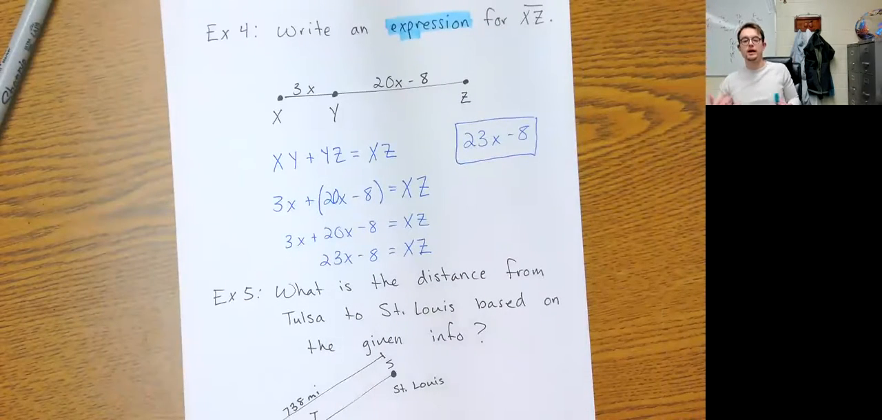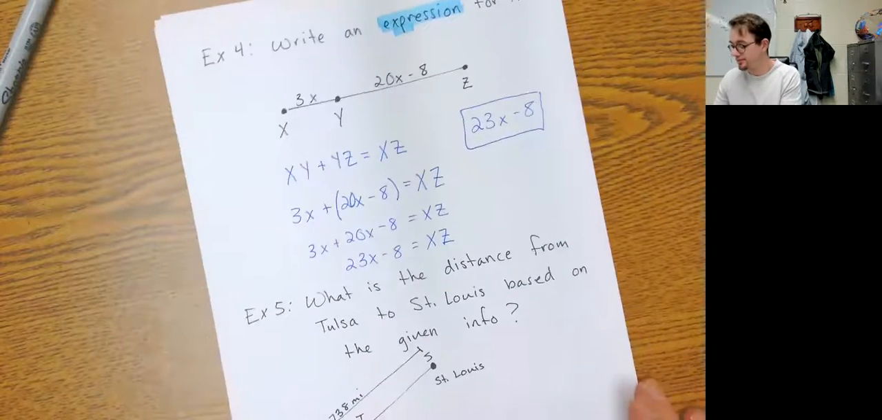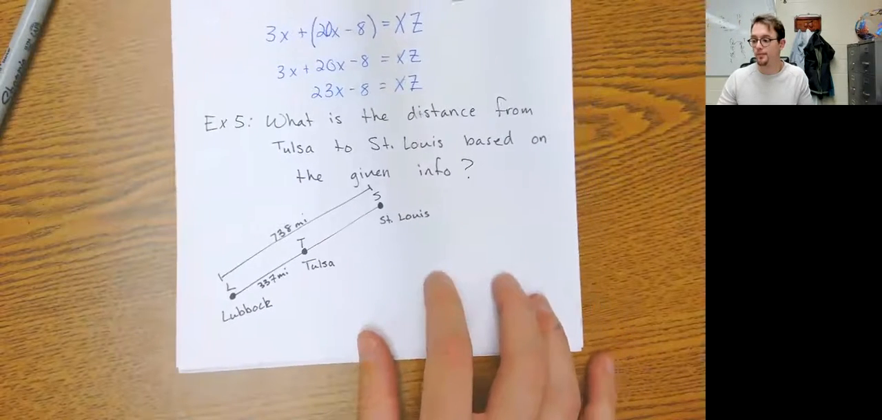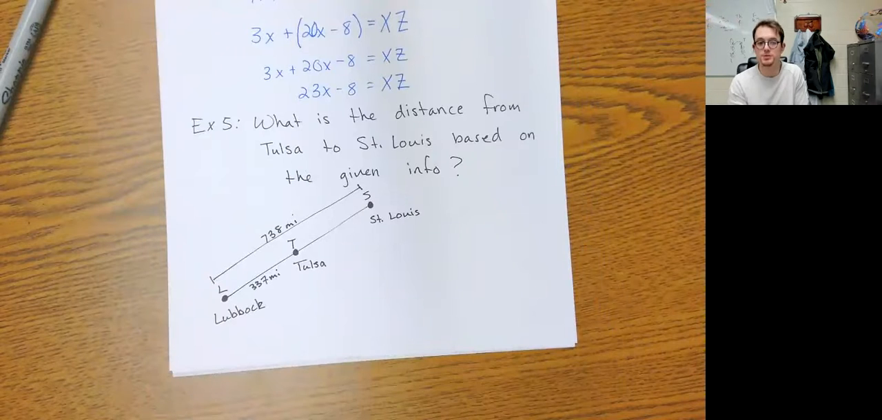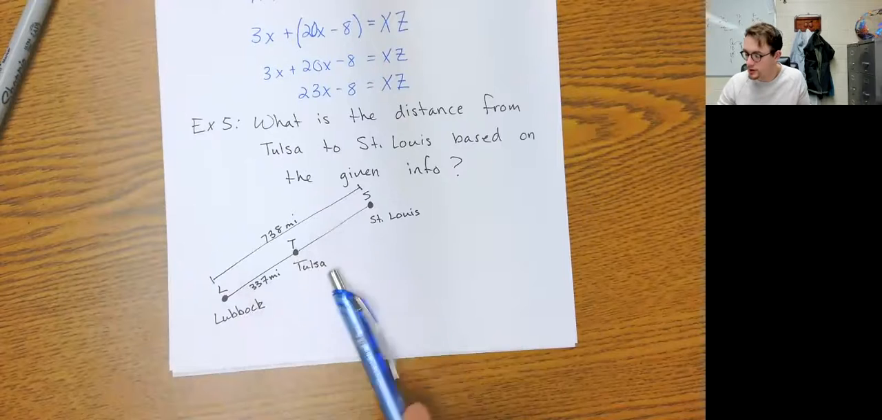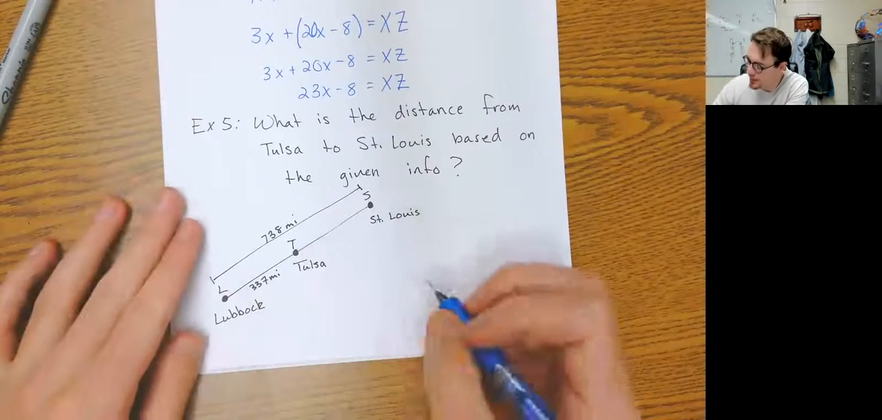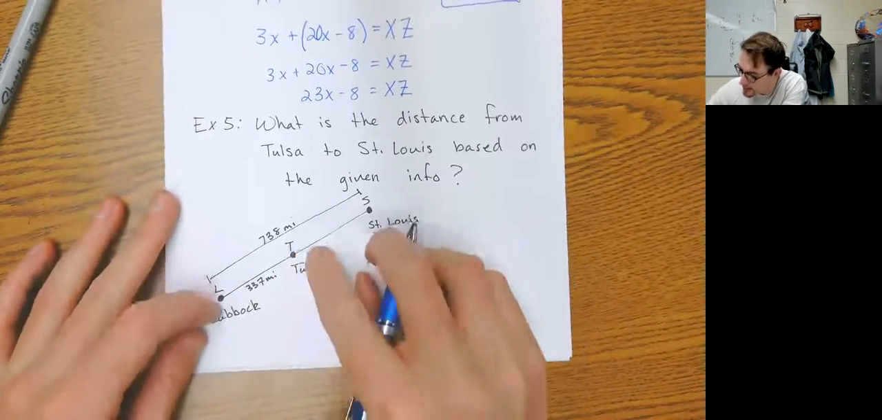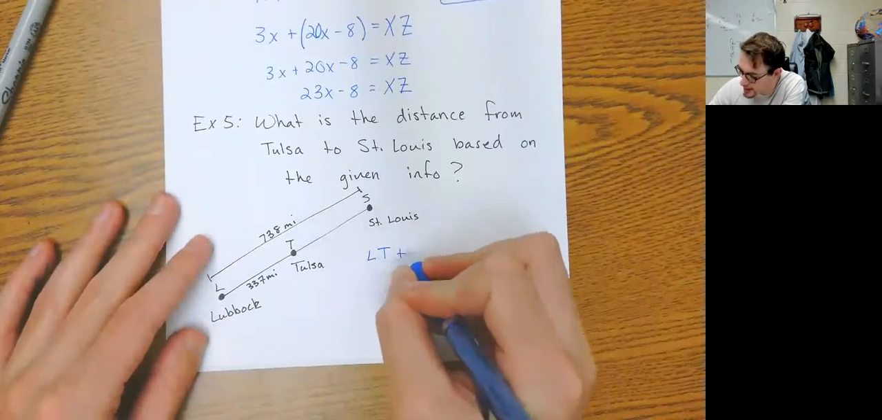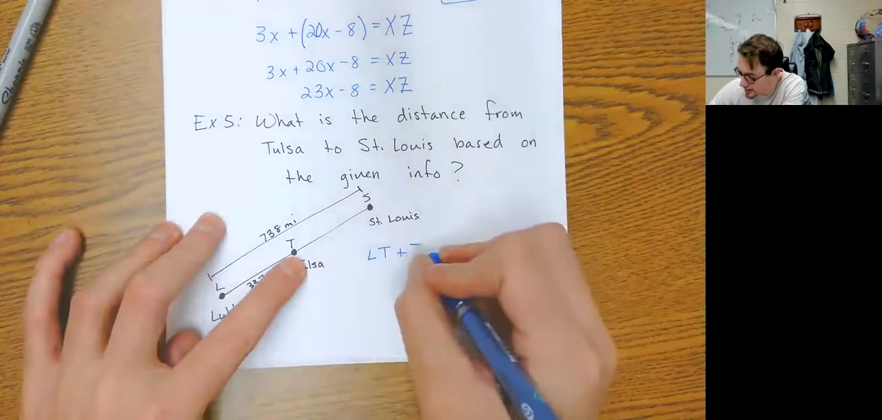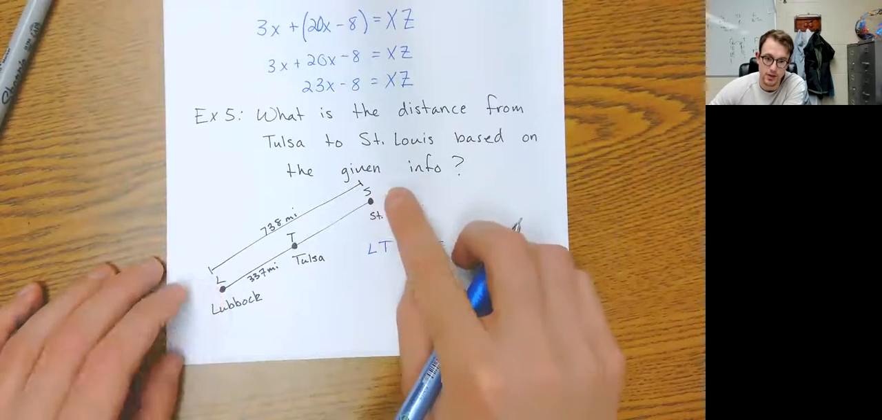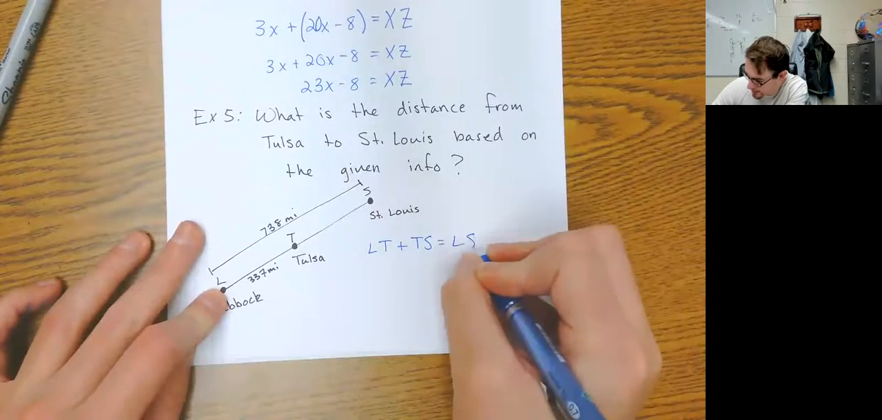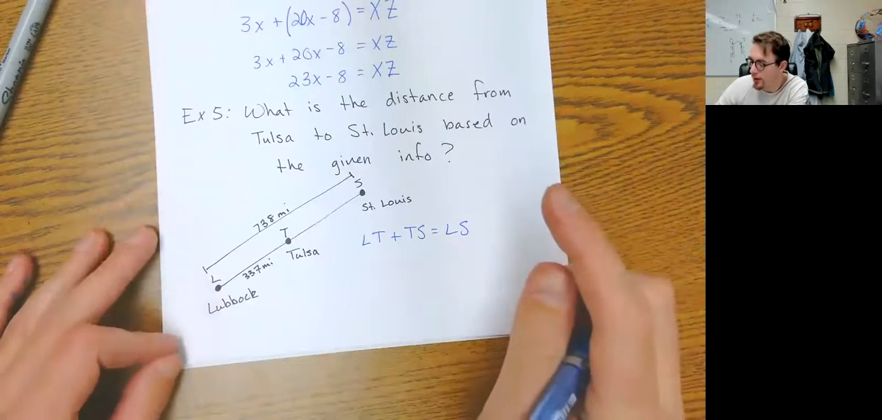Okay. Now the last one's a story problem. Still, I think pretty simple. It's just adding and subtracting. So what is the distance from Tulsa to St. Louis based on the given info? Okay, so I have my points, L for Lubbock, T for Tulsa, S for St. Louis. So I get LT, which is a little chunk, plus the other little chunk, which is TS, equals the whole thing, from L to S, Lubbock to St. Louis.